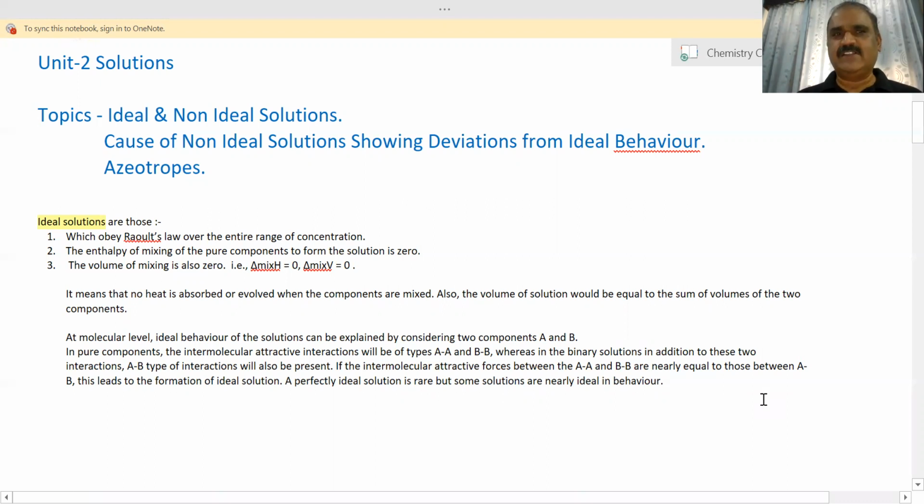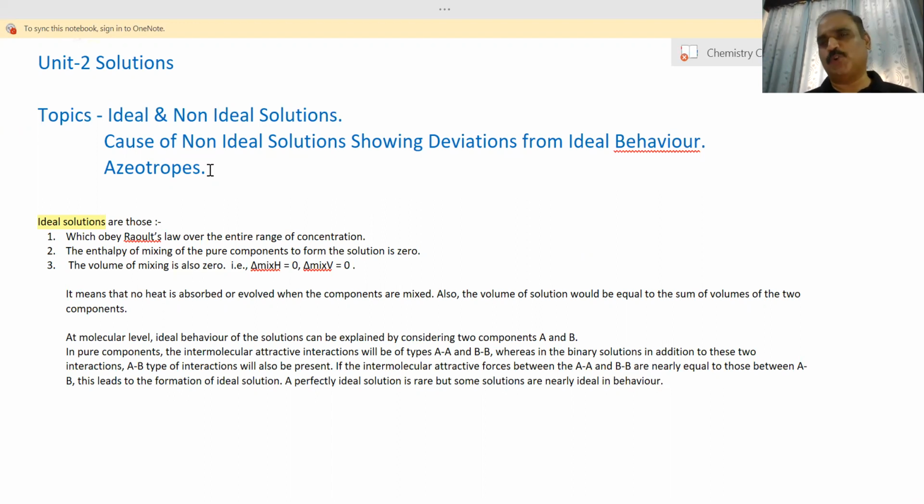In today's lecture, 6th lecture is today, the topics which we shall cover here are, first of all, ideal and non-ideal solutions. Then we shall cover cause of non-ideal solutions showing deviations from ideal behavior. Then the third topic which we are going to cover today is azeotropes. So happy learning. Let us begin from the first topic, that is ideal and non-ideal solutions.